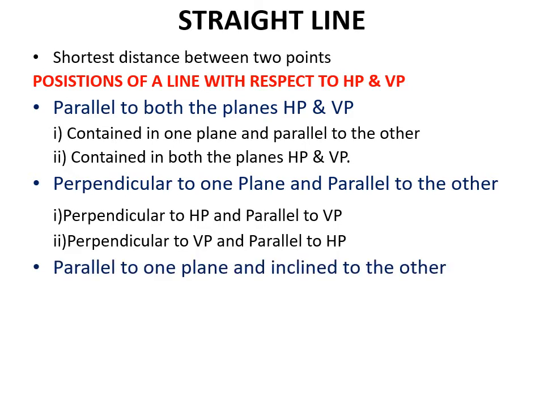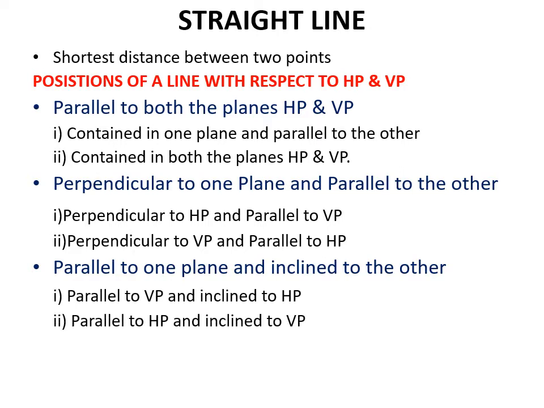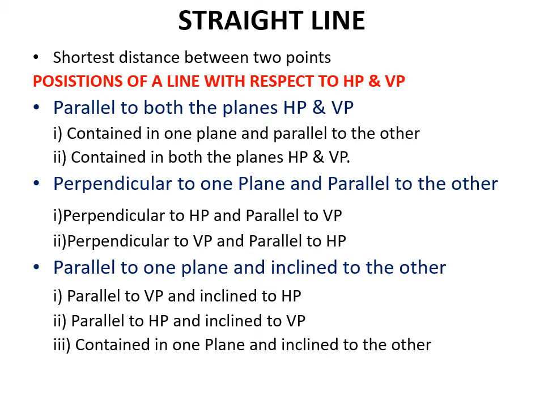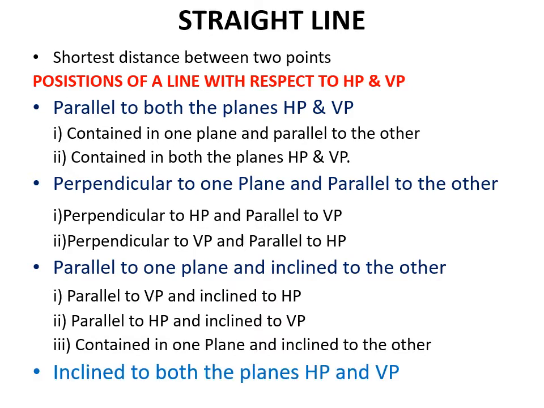If it is parallel to one plane and inclined to the other: parallel to HP and inclined to VP, or parallel to VP and inclined to HP. And next one is contained in one plane and inclined to the other. The most important thing is a line inclined to both the planes HP and VP.